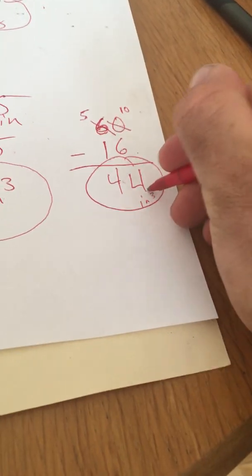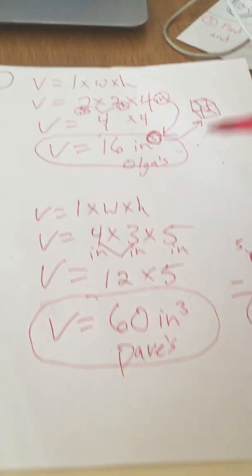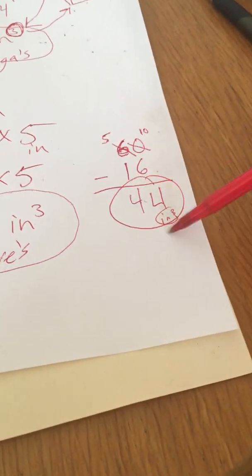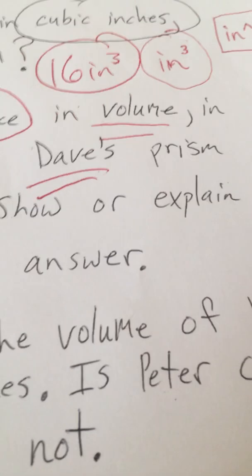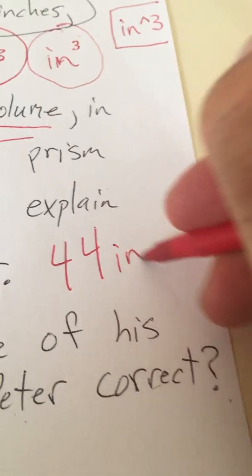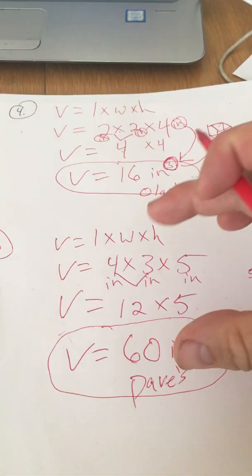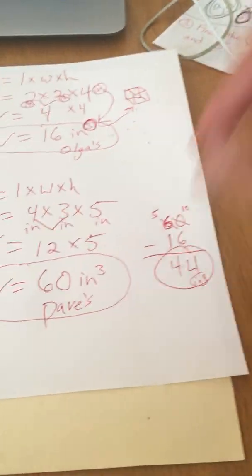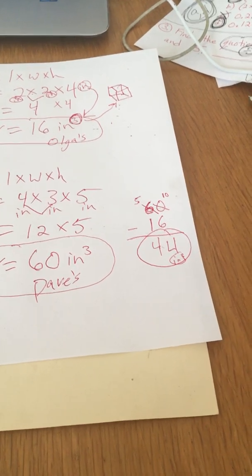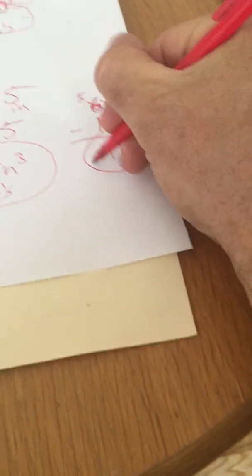And it's cubic inches, because we were doing cubic inches minus cubic inches. And we still have cubic inches. That's the same unit of measurement. Okay, so the answer for B is 44 cubic inches. Now you could show your work like this. Here's Dave's, here's Olga's. There is the difference, right?